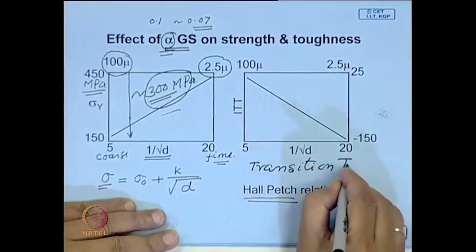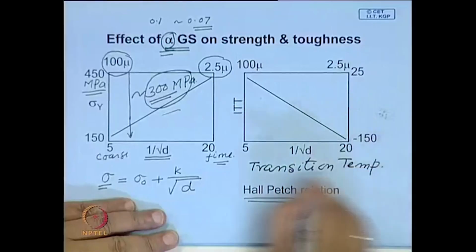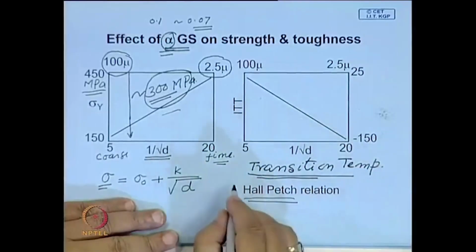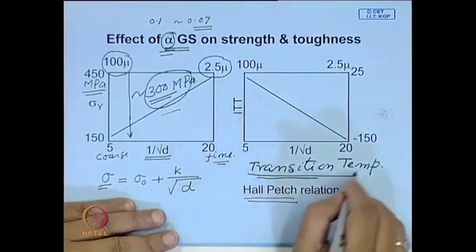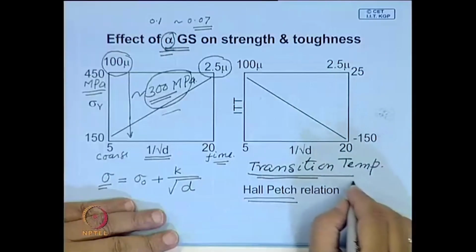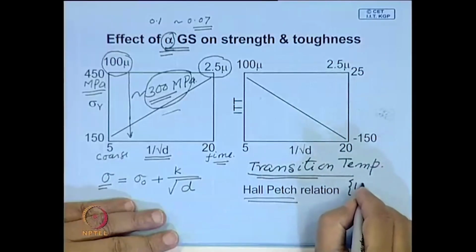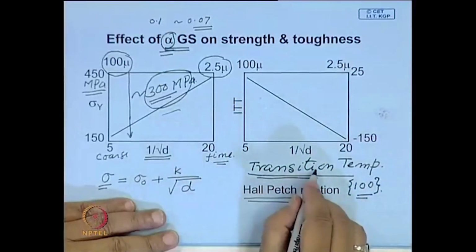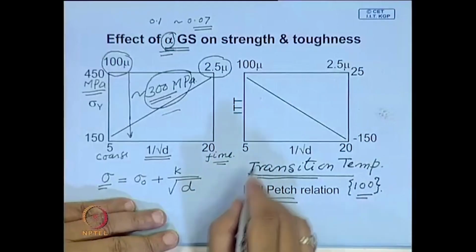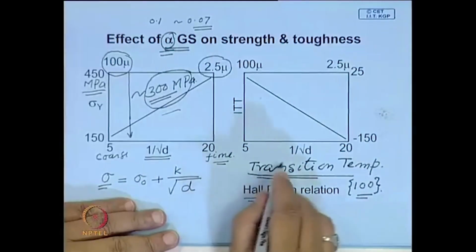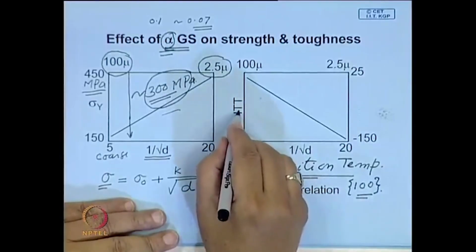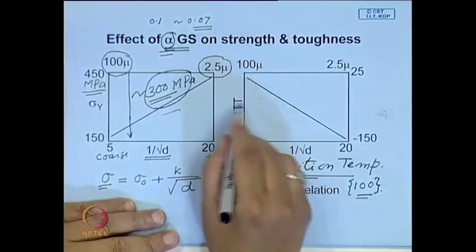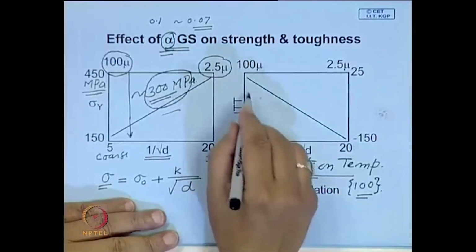Transition temperature, particularly ferritic steel suffers from this problem. At low temperature, ferrite is brittle, it has a cleavage plane, that means a crack propagates easily on the 100 plane, and you get a brittle fracture at a lower temperature. And the temperature at which the fracture becomes brittle, that is known as fracture appearance, or you can say that is the transition temperature.